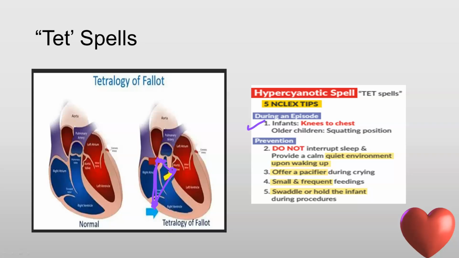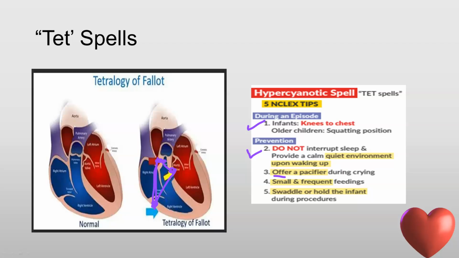So we've talked about squatting and why that's important. Health promotion. Don't interrupt them. Cluster your care. Provide a calm, quiet environment. Making sure, if you have a lot of equipment that's going to make a lot of noise, that it's not going to startle the infant.